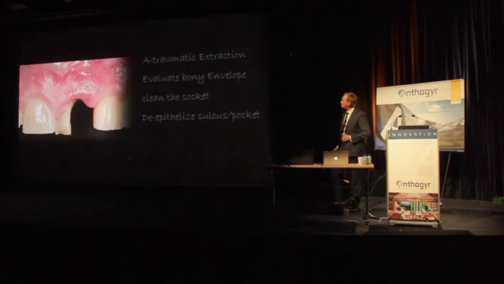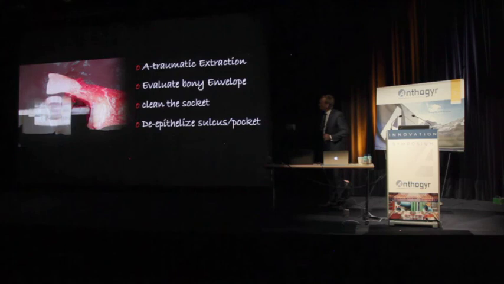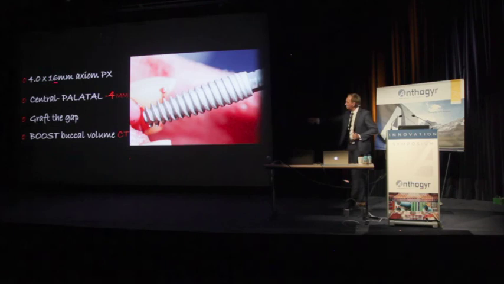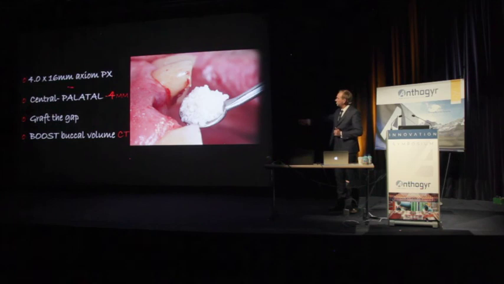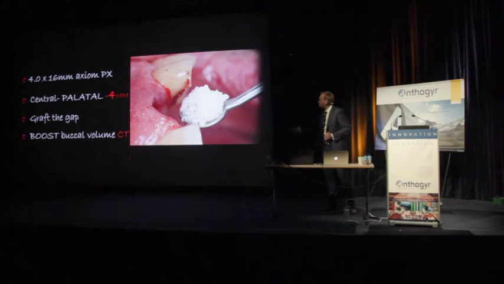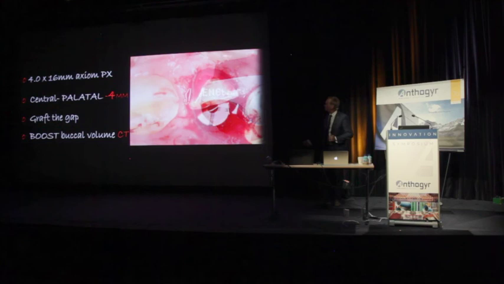And this is how we put it in a recipe for the axial bone level, but also for the tissue level. So we keep the good steps from the past, like the atraumatic extraction, cleaning of the socket, depatellization, placing the right piece of hardware. This is an Axiom PX of 16 millimeter. The longer sizes are in the smaller diameters, very clever. We place the implant in the right position, 4 millimeters below this margin. We graft the gap. We put some connective tissue on the outside to get this volume you see here.